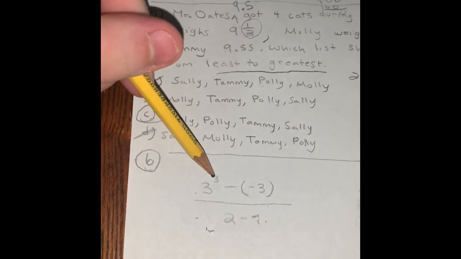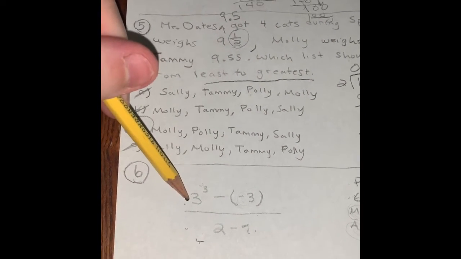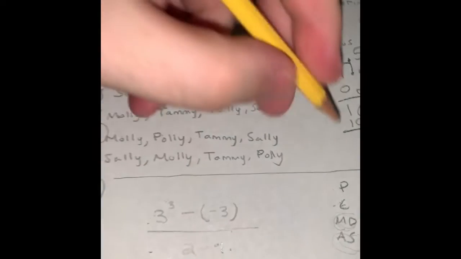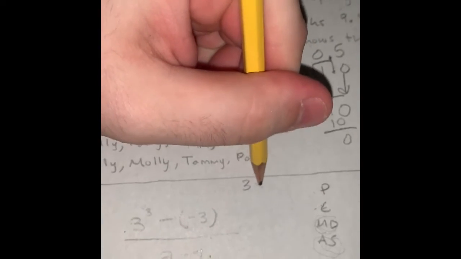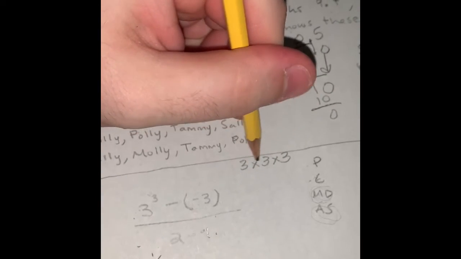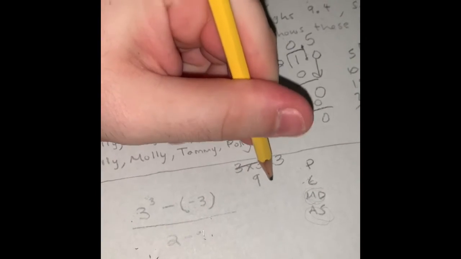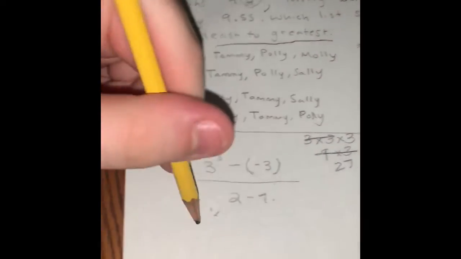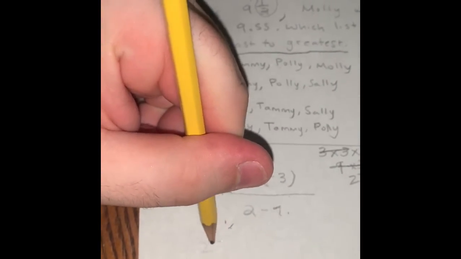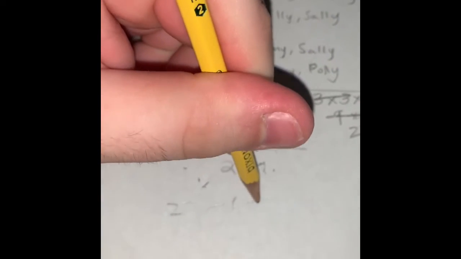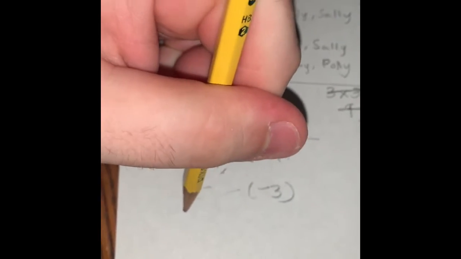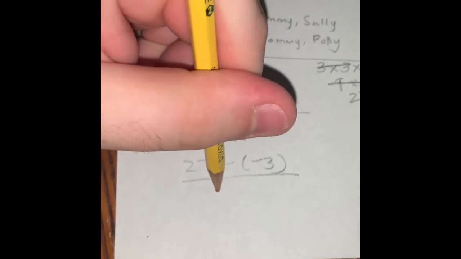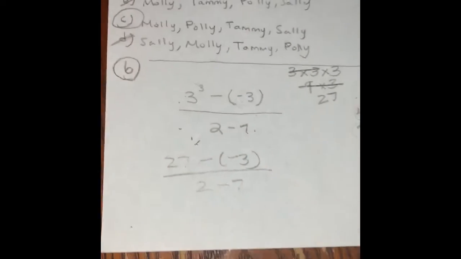So this is an exponent right here, and once again, this does not mean 3 times 3. What this means is 3 times 3 times 3. 3 times 3 is 9, and then 9 times 3 is 27. So I'm going to rewrite this entire problem. 27 minus -3 over 2 minus 7.